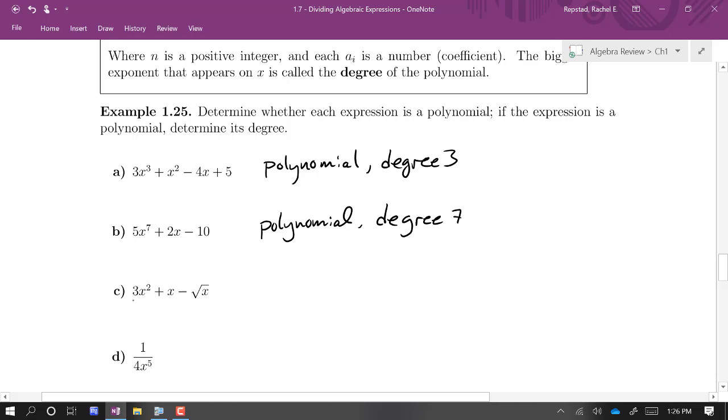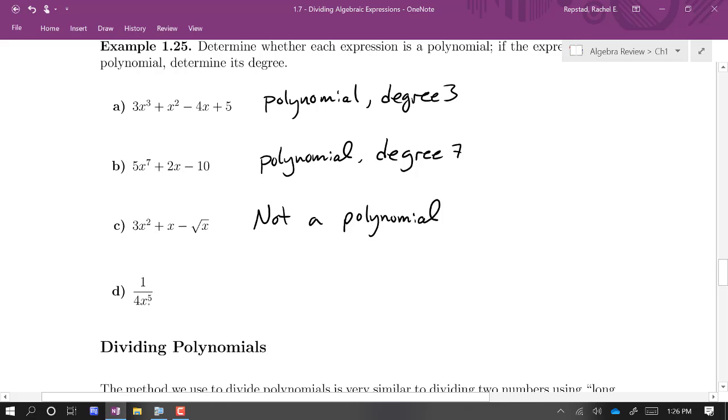In part C here, this is not a polynomial because of that square root of x. We know that that's x to the 1/2 power. So that means it's not just positive integer powers on x. This is not a polynomial. In part D, also not a polynomial because I've got an x to the 5th, but it's in the bottom. So I know that's really an x to the -5. Polynomials have positive integer powers, so this is not a polynomial.